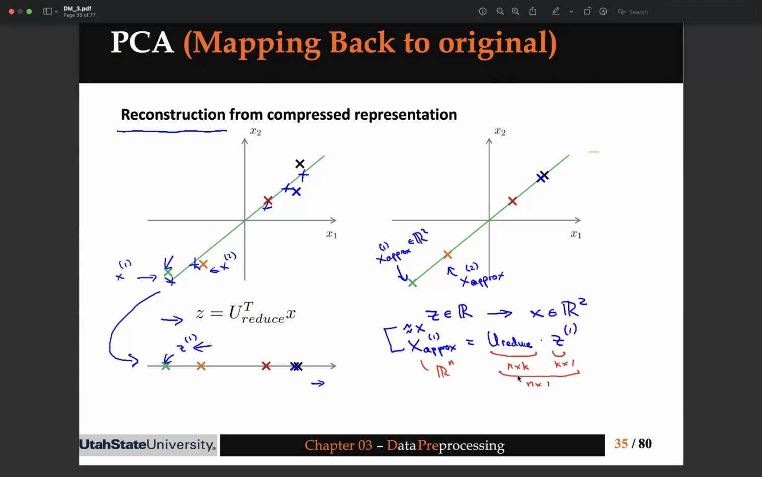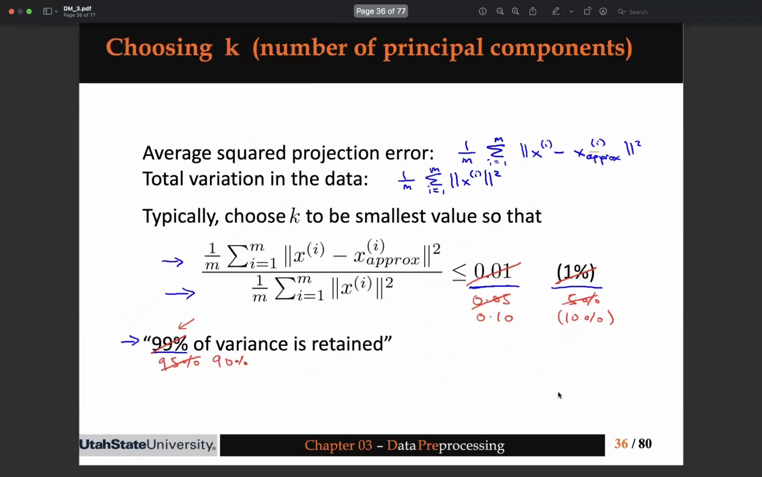The U reduce will be N times K. K is the number of components that we used. And Z is in K dimension. In this case, K is equal to 1 in this particular example, but it could be K is equal to 2 in case I use 2D or 3D PCA for that matter.